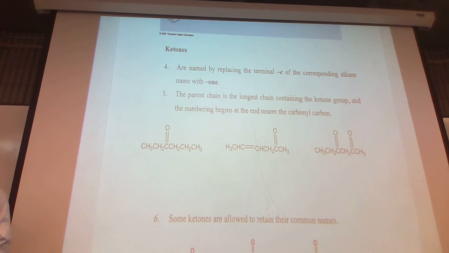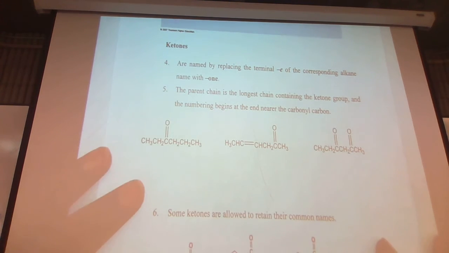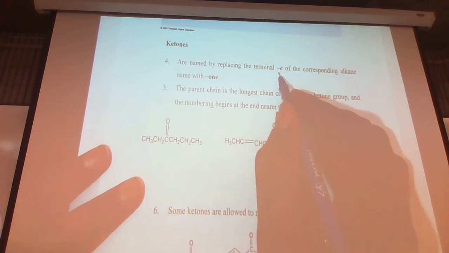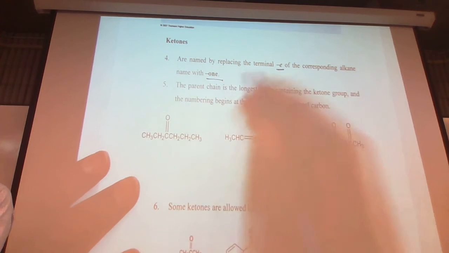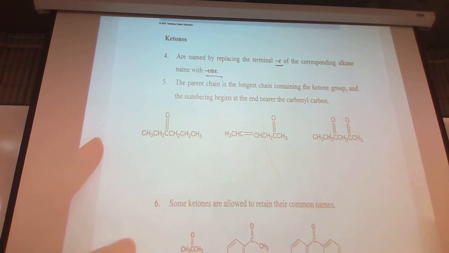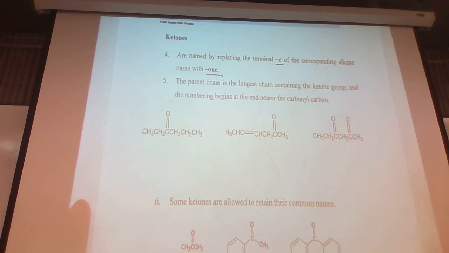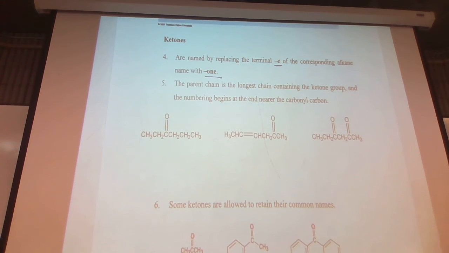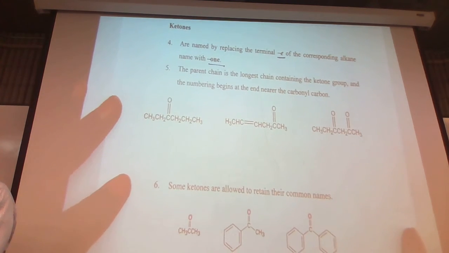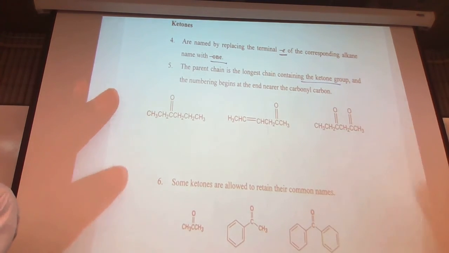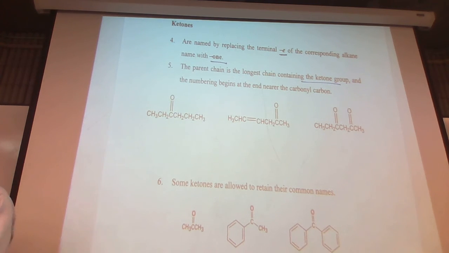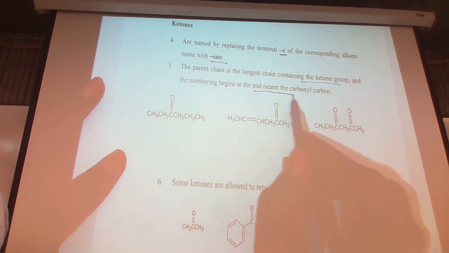All right. For ketones, how do you name them? To name ketones, you replace the E that ends the corresponding alkane name with "one". It looks like it's written like the number one, but it's "on". Then you have to find the longest parent chain, and make sure that the first carbon on that chain is nearer to your carbonyl carbon.